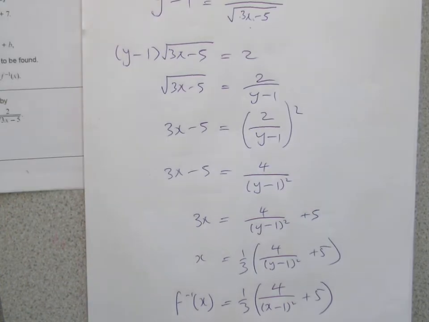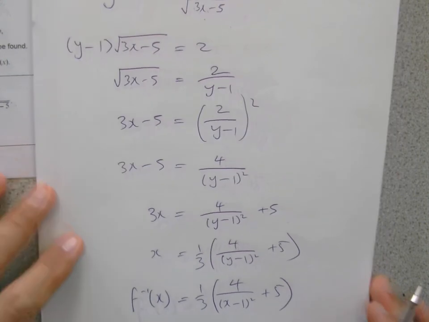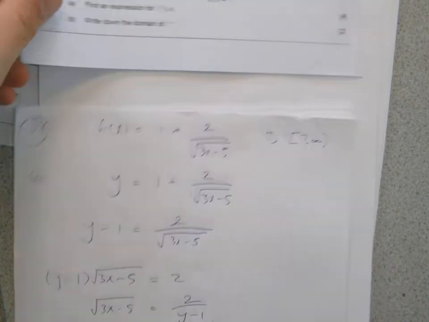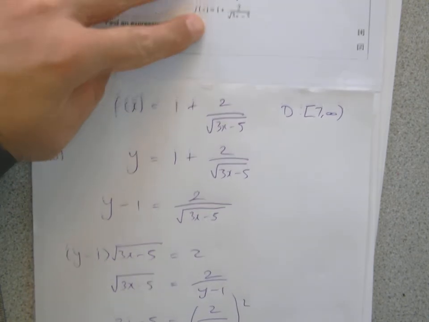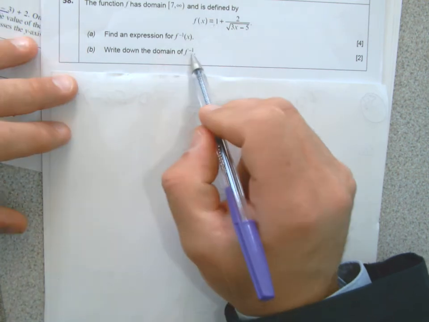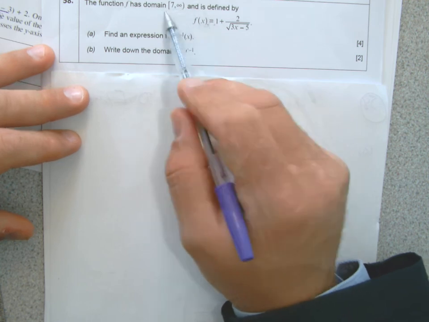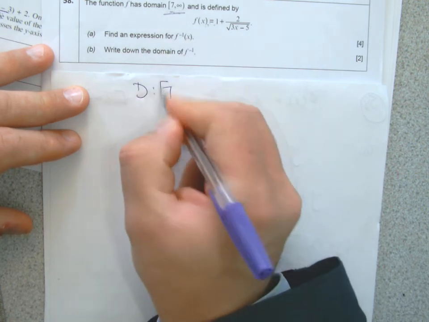So then part B. It says write down the domain of f to the minus 1 of x. To get the domain of the inverse function, you need the range of the original function. So we need the range of this here. Remember how that works? Because the range of this function will be the domain of the inverse function, and vice versa, so to speak. So if we work out the range of this, we're working from the domain, which is 7 to infinity. The domain of f is 7 to infinity.